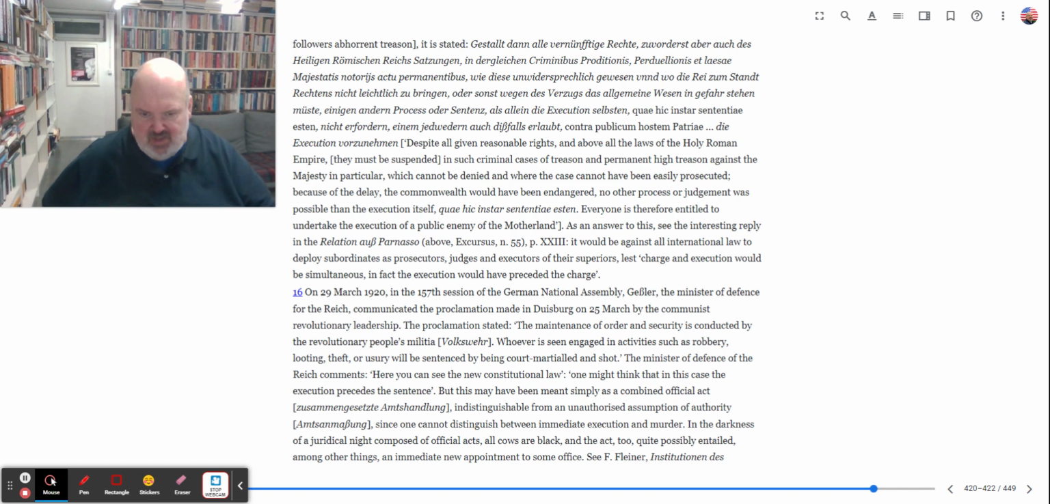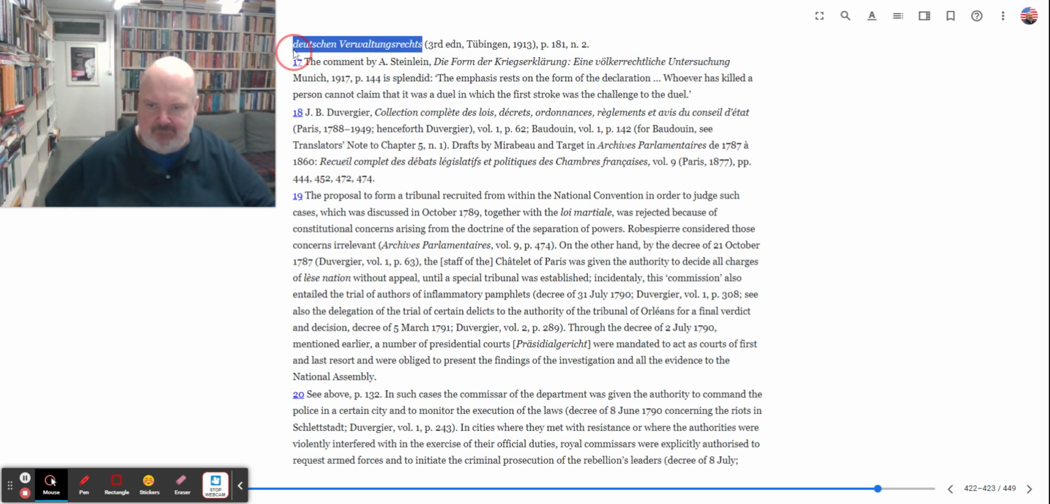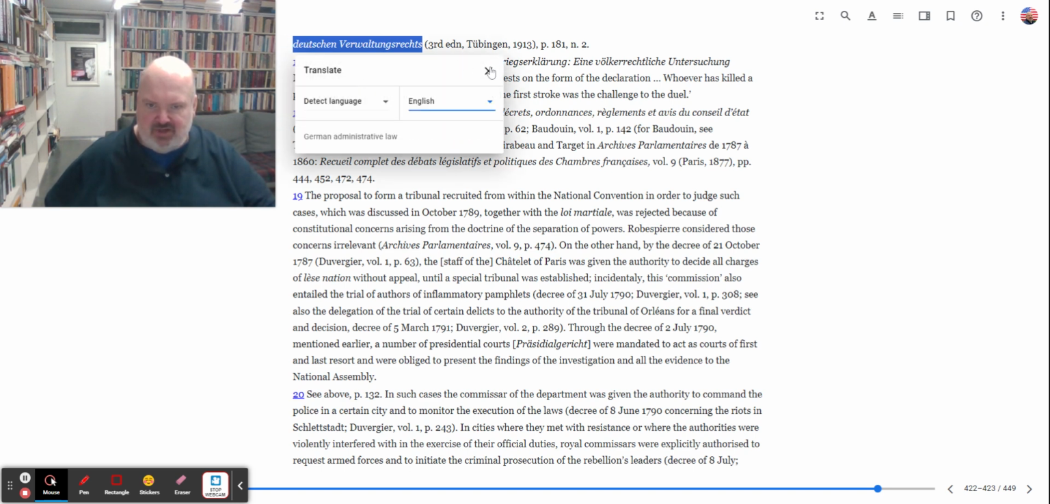The Minister of Defense of the Reich comments: here you can see the new constitutional law. One might think that in this case the execution precedes the sentence, but this may have been meant simply as a combined official act, indistinguishable from an unauthorized assumption of an authority, since one cannot distinguish between the immediate execution and the murderer. In the darkness of a juridical night composed of official acts, all colors are black, and the act too quite possibly entails, among other things, an immediate new appointment to some office. See Friedlander's The Institution of German Administrative Law.